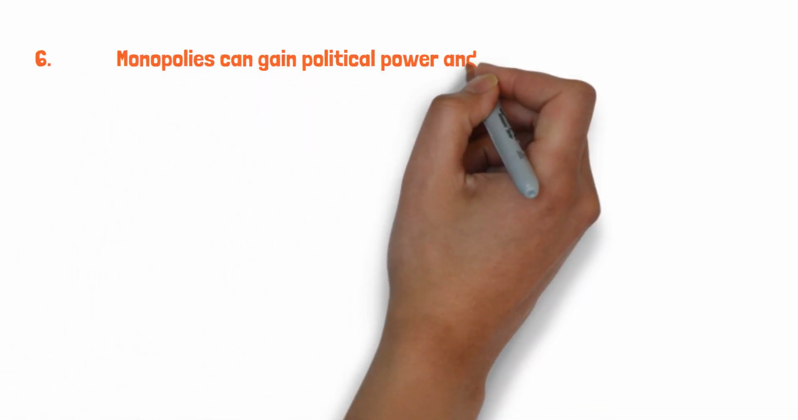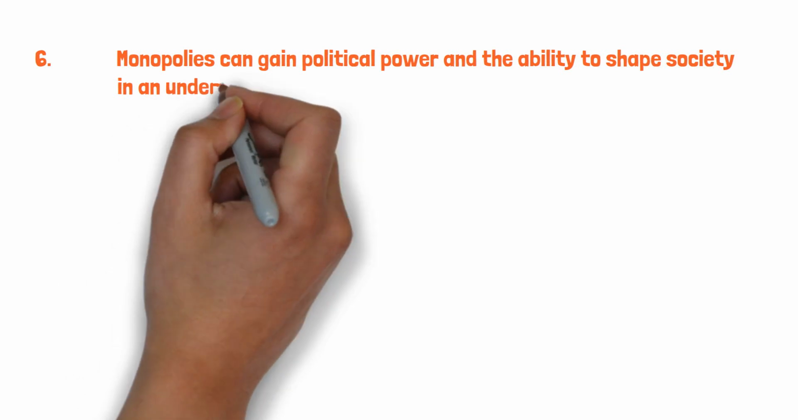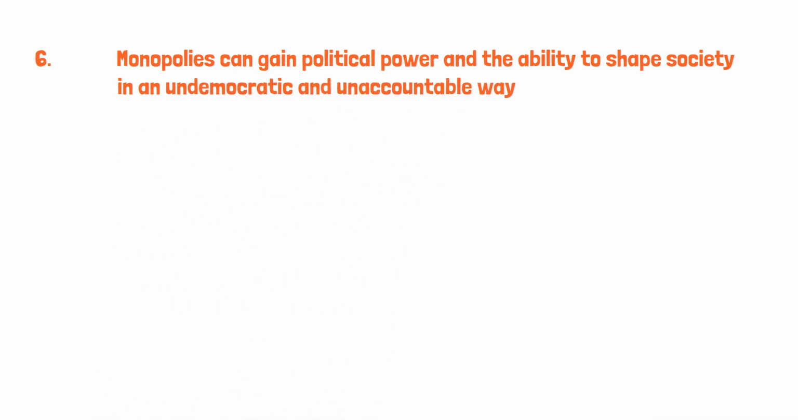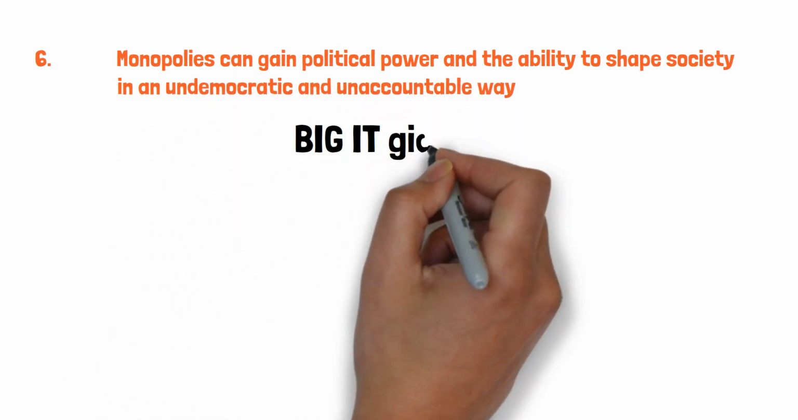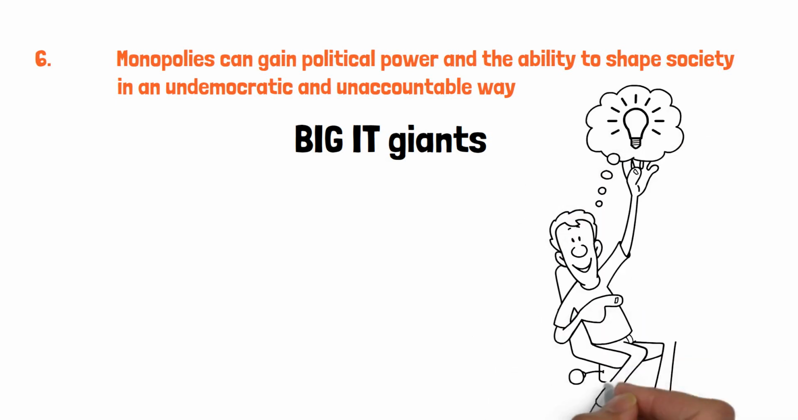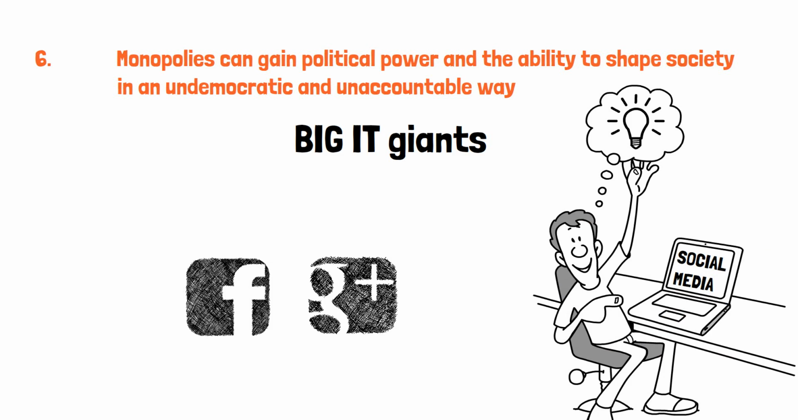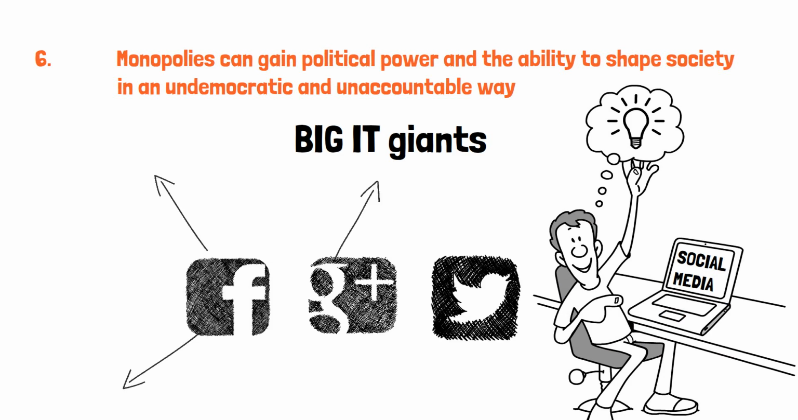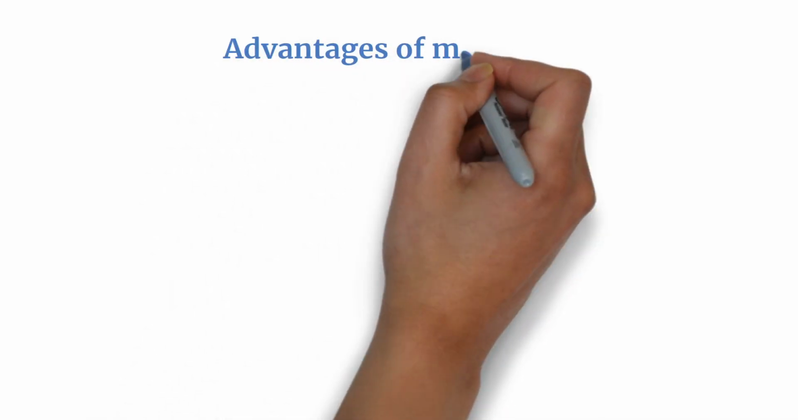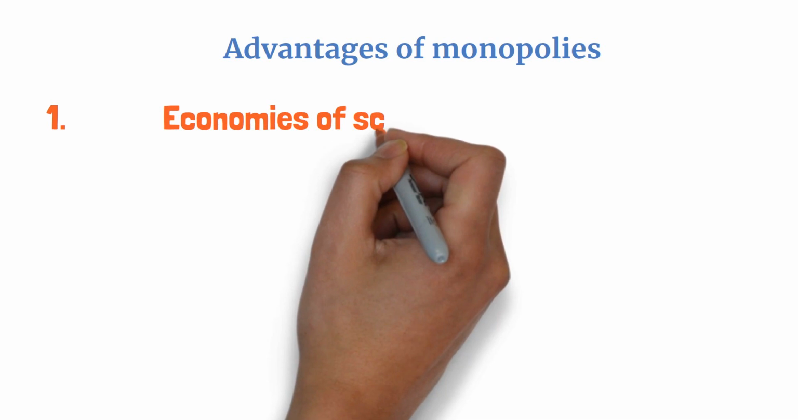Monopolies can gain political power and the ability to shape society in an undemocratic and unaccountable way, especially with big IT giants who have such an influence on society and people's choices. There is growing concern over the influence of Facebook, Google, and Twitter because they influence the diffusion of information in society. Advantages of monopolies. Economies of scale.